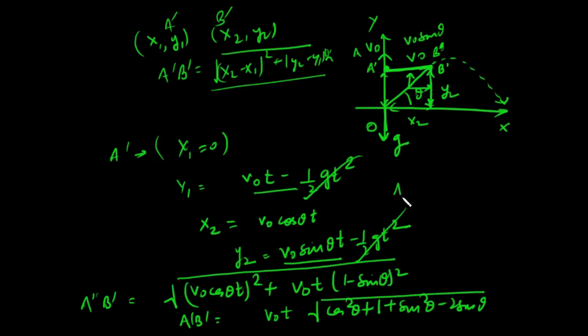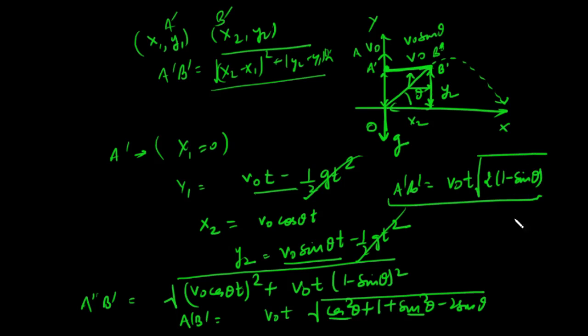So A dash B dash will be equal to v naught t. Cos square theta and sin square theta add up to make 1. 1 plus 1 will be 2. So this would be v naught t root under 2 times 1 minus sin theta. This is my answer. How do I check this is correct? You see, if theta is 0, then both the bodies are thrown upwards, and since they are thrown with the same velocity, there will be no distance between them at time t. So when we put theta equal to 0, A dash B dash should be 0.